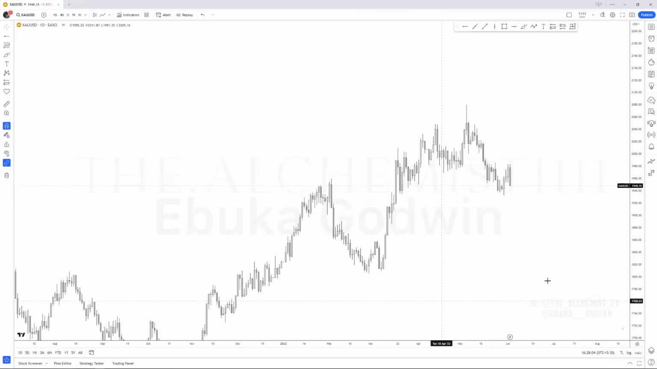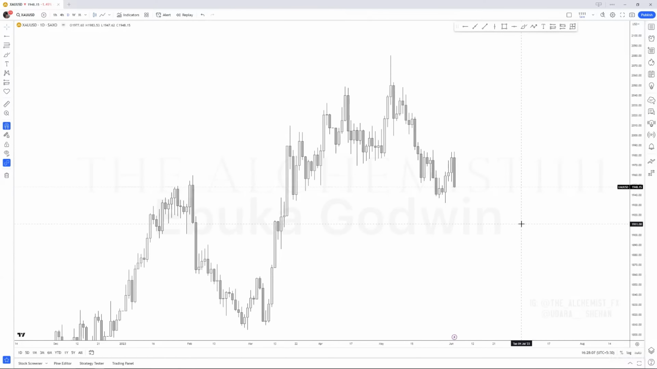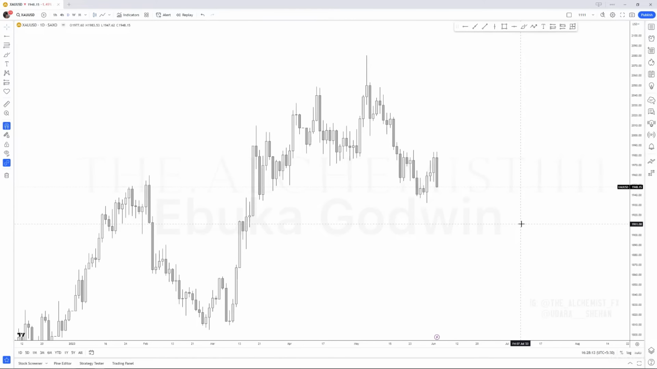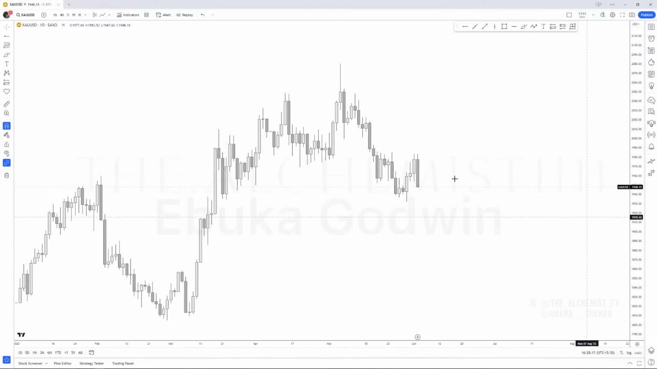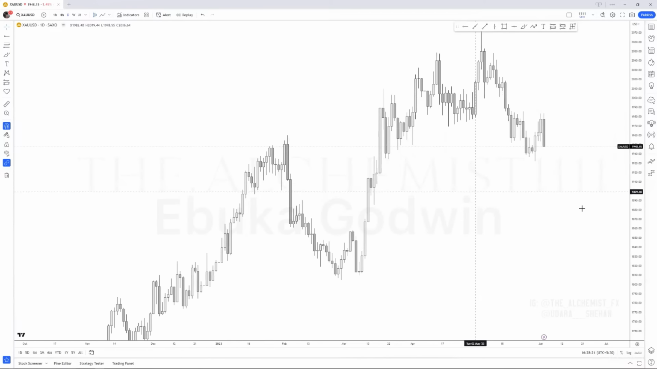Now there's another type of SNR. We call it open close levels. Okay, we call it open close levels. Now open close levels are made when you have the same type of candles. Let's say we have two bullish candles, then an open close is made. Let's say we have two bearish candles, then once again an open close is made.